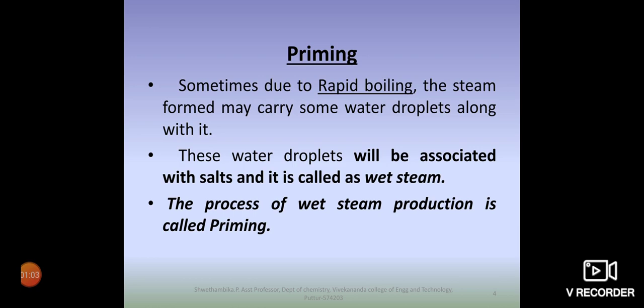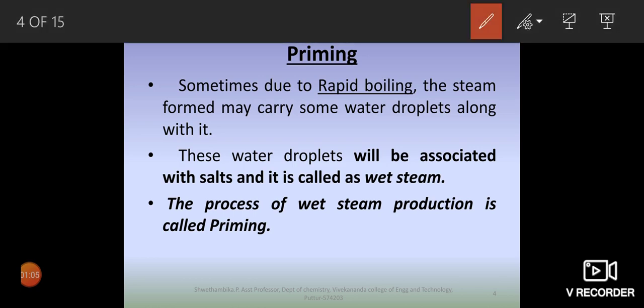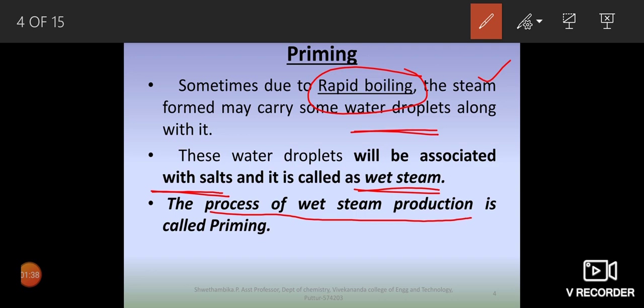Sometimes in the boiler it so happens that a rapid boiling may take place inside the boiler, and the steam so produced would carry some water droplets. Any boiler, when it produces steam, we expect it to be a dry steam, and whenever steam carries water droplets we call that wet steam. There is also a possibility that the wet steam may be associated with some salts, that is impurities present in the water. So the process of wet steam production in the boiler is called priming.